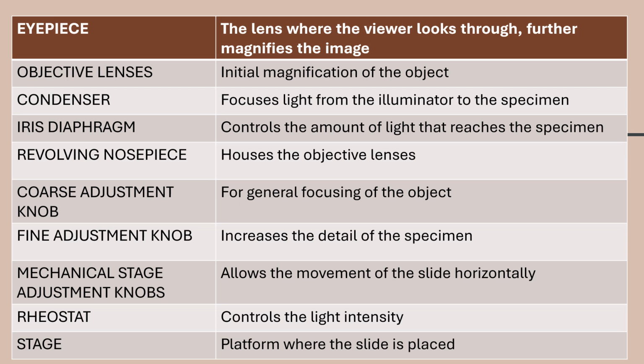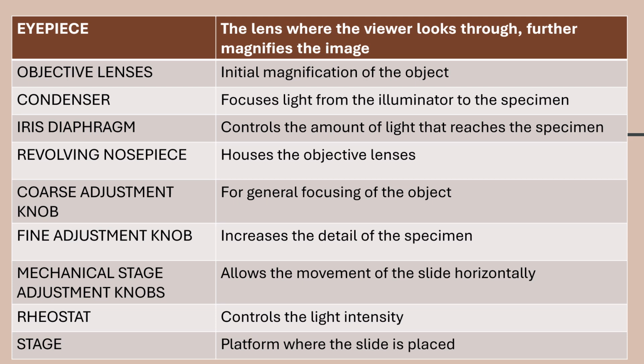And then your light control knob will adjust the brightness of your illuminator or light source. And then your iris diaphragm controls the amount of light that enters your sample. Again, your iris diaphragm controls the amount of light that reaches the specimen.